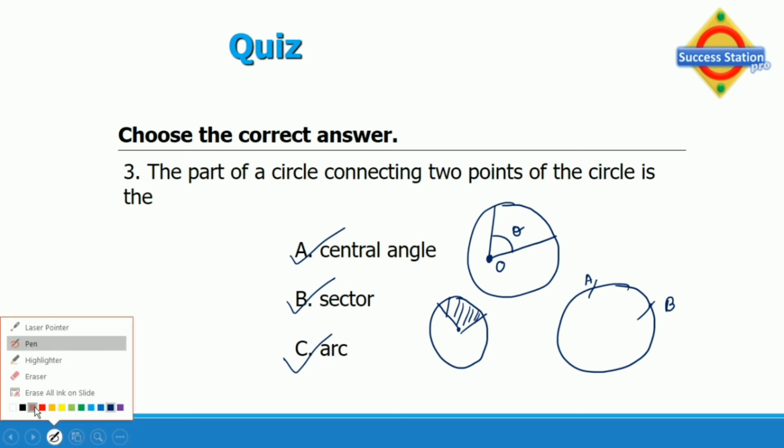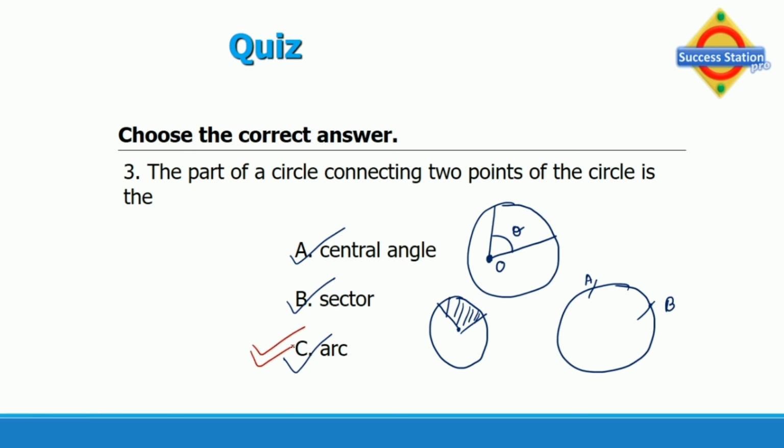Any 2 points of the circle. It's saying part of a circle. Theta is the angle, sector is the area, right? We have completed the terminology. Now we'll learn more theorems in the next lesson. Thank you, till then. Bye bye.